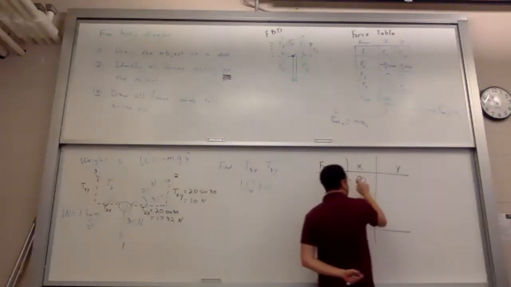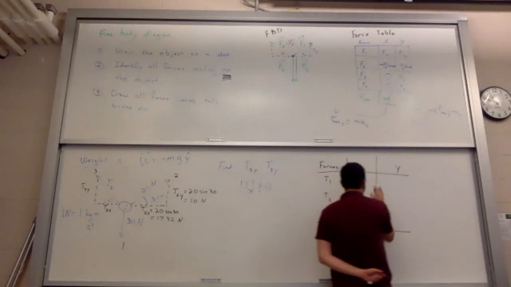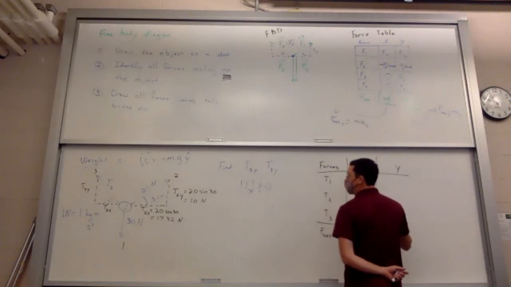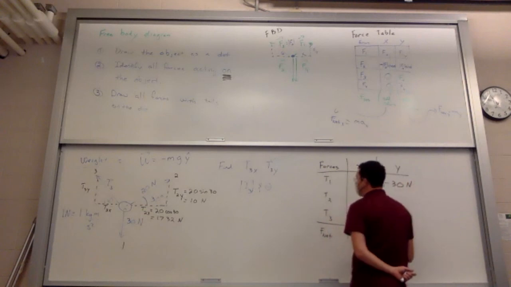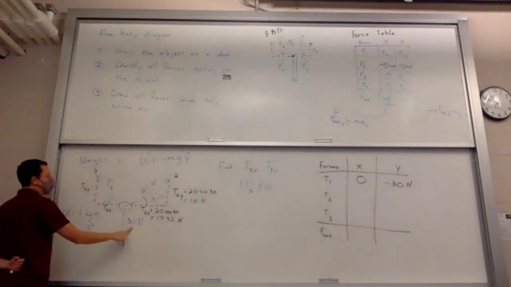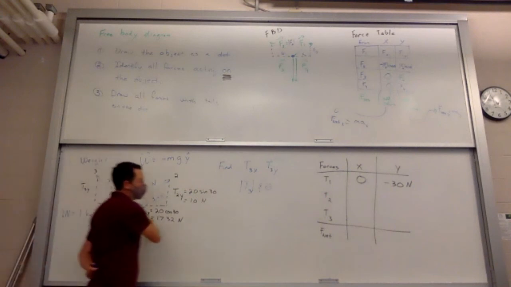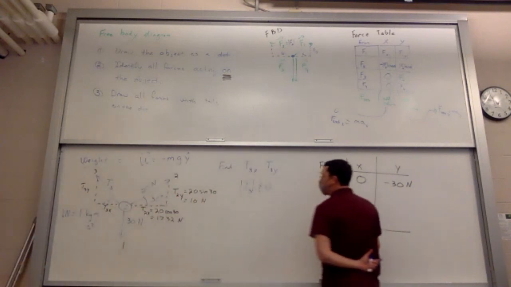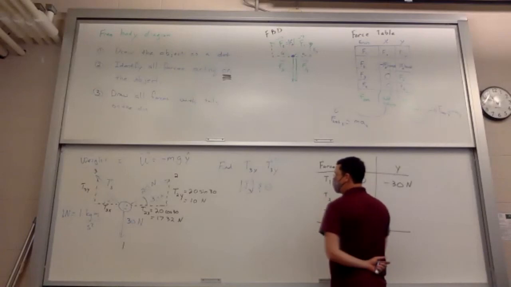But I need to write 0. If you leave it empty, you think you didn't do something. So I write 0 when I know it's 0. And then I get negative 30 newtons in the Y direction. For the second rope, T2 in the x direction, we said it was 17.32.